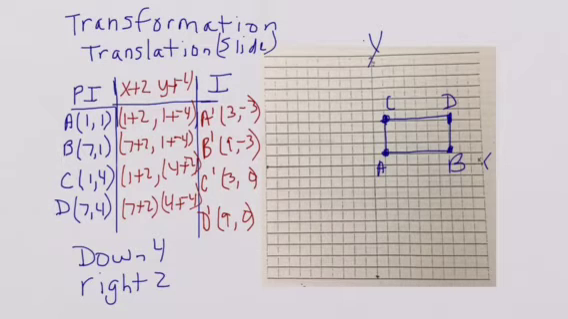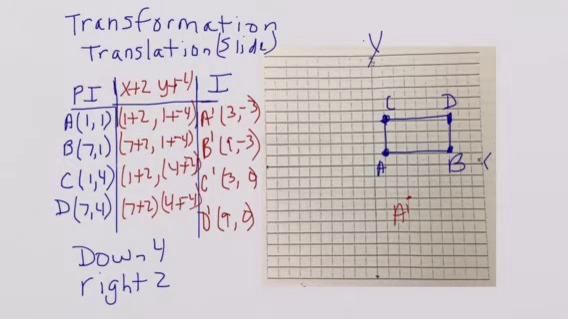All right, so now let's go ahead and do the translation. So we're going to go to A, and we're going to go to the right 2 and down 4, 1, 2, 3, 4. So that's going to give me A prime, which is at 3, -3.